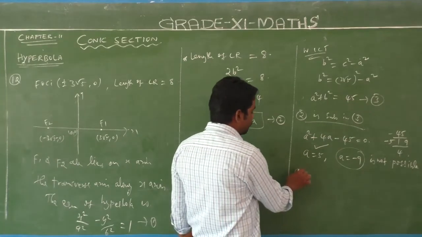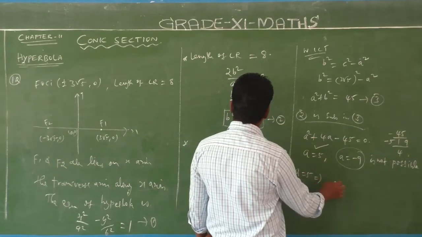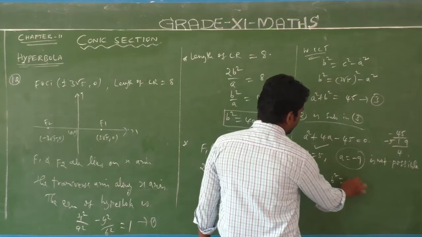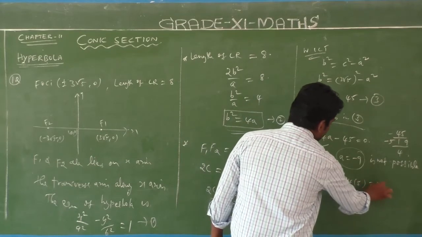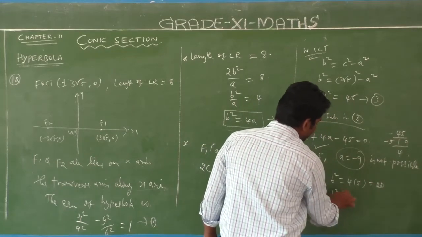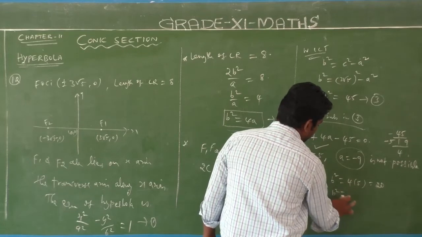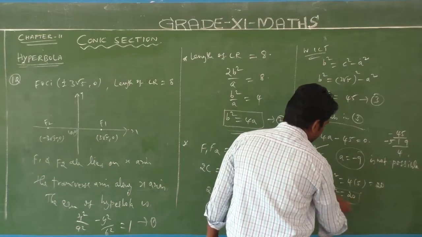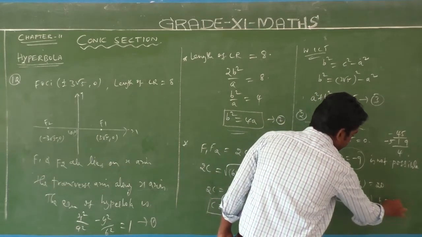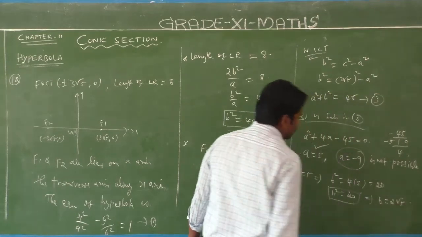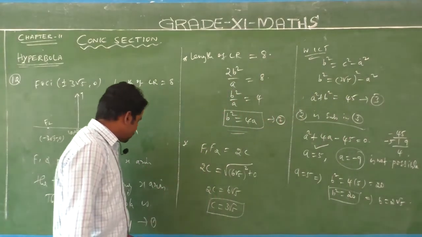So a equal to 5, which implies b squared is equal to 4 into 5, which is 20. So b squared equal to 20, which implies b is equal to 2 root 5. We need the equation of the hyperbola.